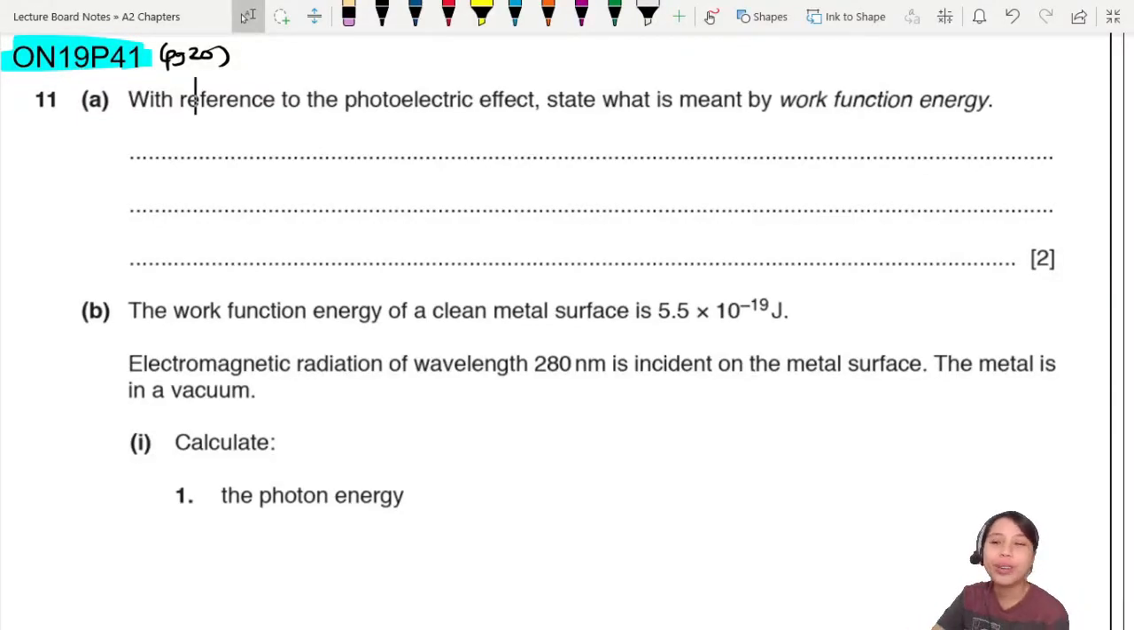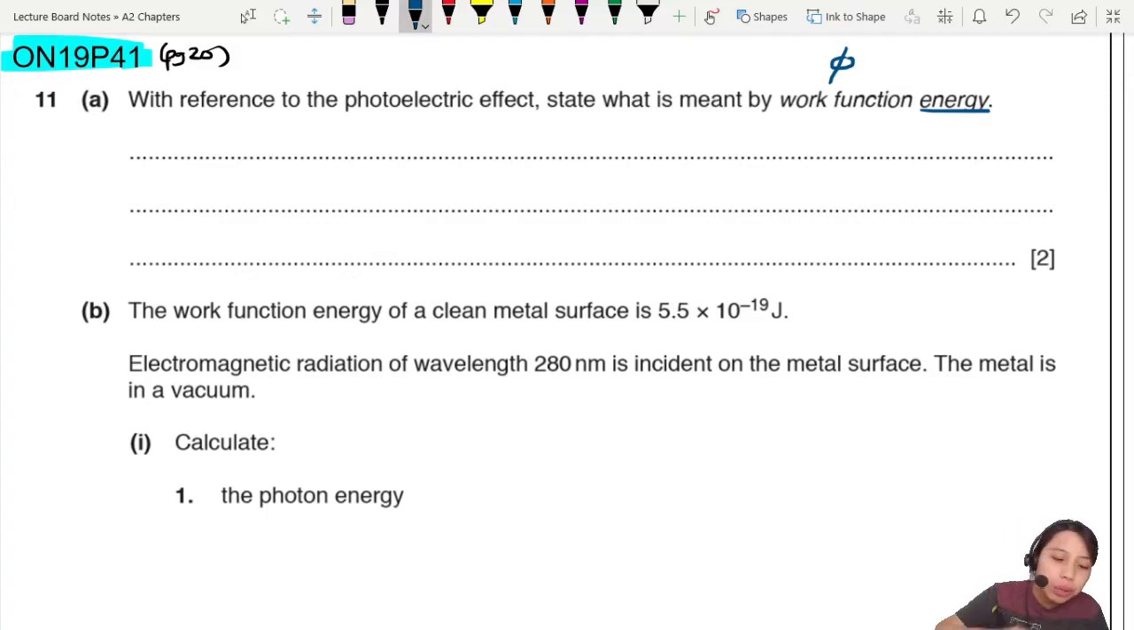ON19, P41, question 11. With reference to the photoelectric effect, state what is meant by work function energy. Work function is what we call the phi. But of course, it's an energy. It's a measure of how much energy is needed. So how to say this one, I already say energy, right? So it is the minimum energy required to do what? Think carefully.